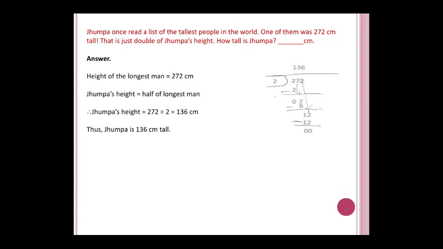If you divide, see here, 2 ones are 2, 2 minus 2 is 0. Then 7 you have to take down, 2 3s are 6, 7 minus 6 is 1. So 2 you have to take down, 2 6s are 12. So 136 centimeter, Jampa's height.